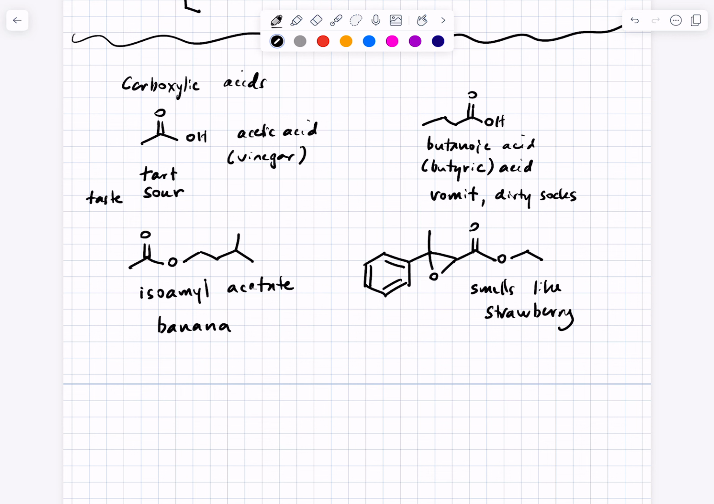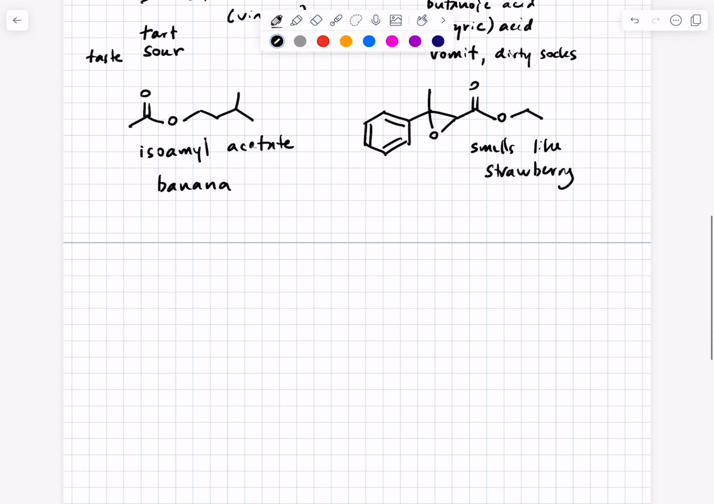Let's see. Sugars taste sweet. Sugars are polyalcohols. So here is a sugar that is called dextrose or glucose. Same thing.